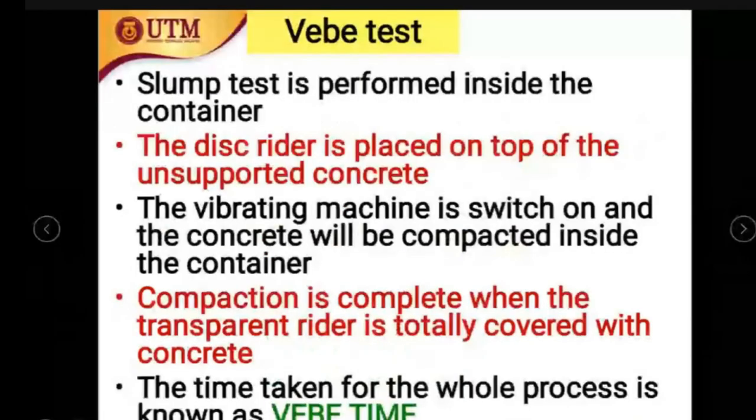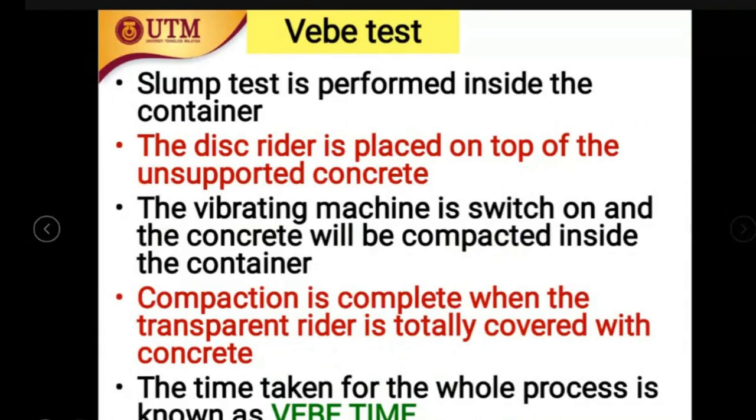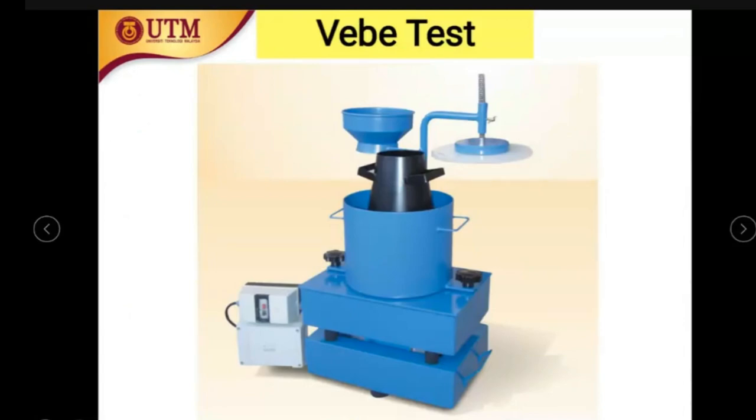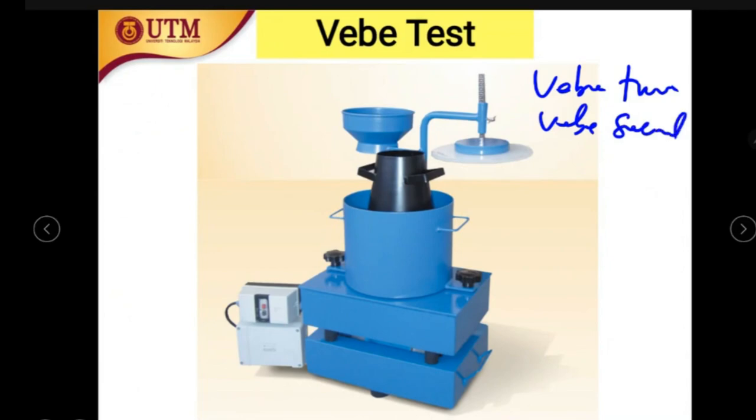All right. Okay, VB test. The VB test is the only workability test where we use vibration. If you look at the compacting factor test and also the slump test, we use manual tamping with the tamping rod. This one uses vibration. For the VB test, what we want to obtain is the VB time, or VB seconds. So how this test is performed, you look at here, this is the apparatus for the VB.